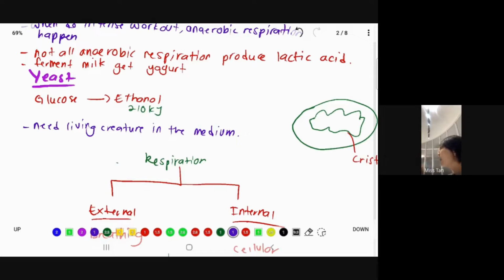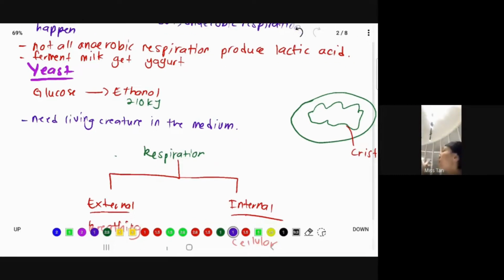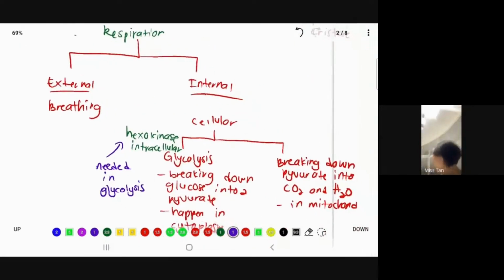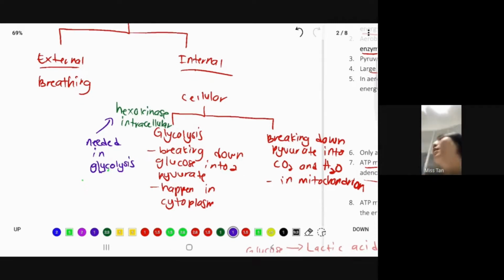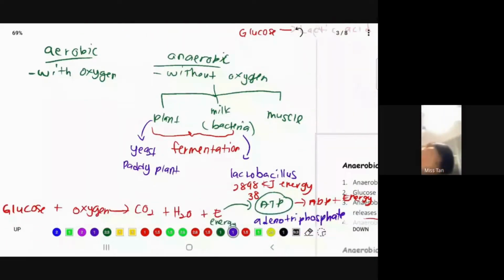So glycolysis happens in the cytoplasm, and you need an enzyme called hexokinase, which is a kind of intracellular enzyme. After the pyruvate is made in the cytoplasm, it continues in the mitochondrion, where the pyruvate is converted into carbon dioxide and water. So this is aerobic respiration, with the presence of oxygen. After that, we have anaerobic respiration, without the presence of oxygen. It can happen anywhere: muscle, milk, plant, whatever.